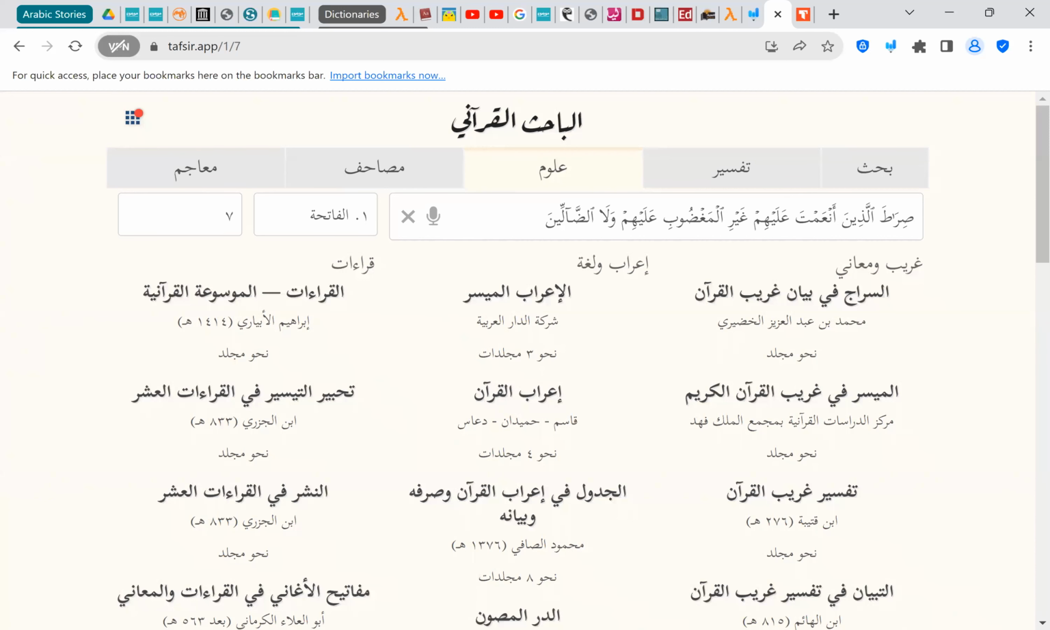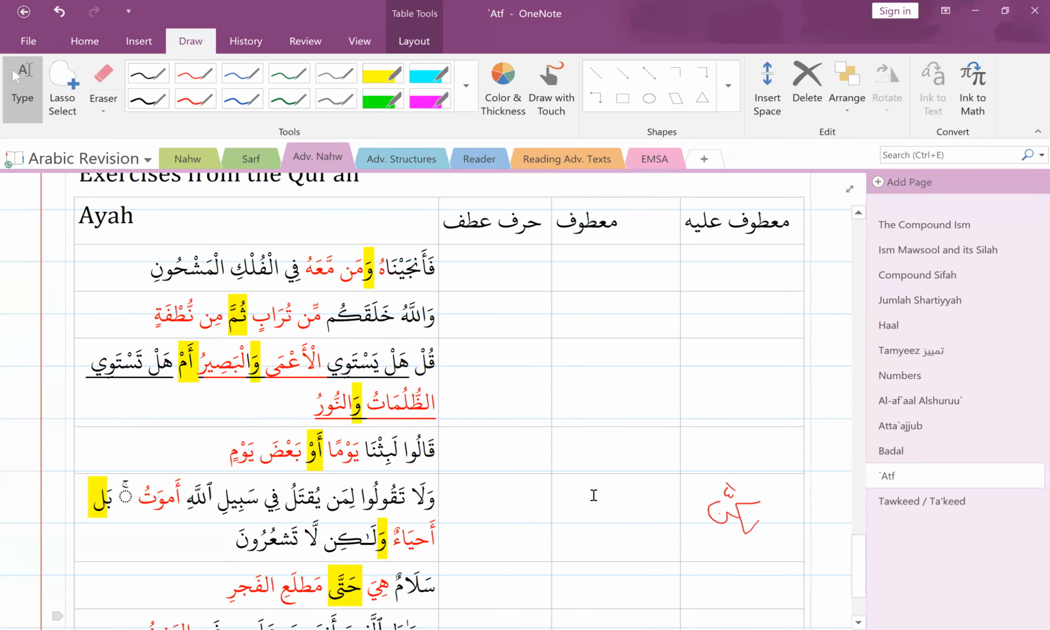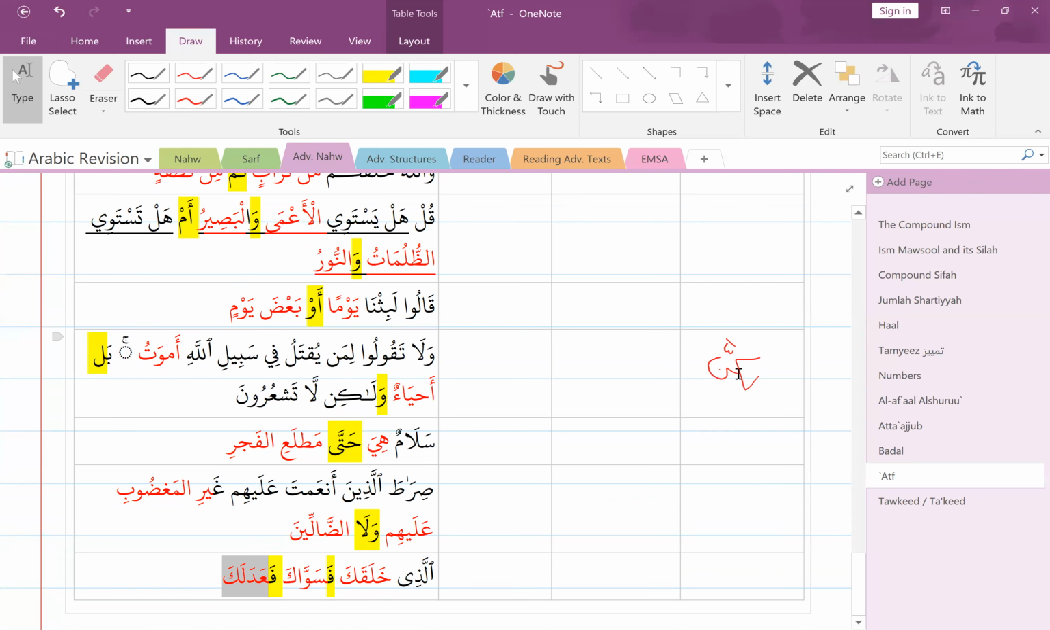Okay, I don't know if there are any other questions. If not, we can end there. Let's end there. Inshallah, next week we'll do ta'keed and tawkeed, and that will be the end of advanced Nahu, inshallah. Maybe take a short break, and then we'll come back with advanced structures, sorry, inshallah. سبحانك اللهم بحمدك نشهد أن لا إله إلا أنت نستغفرك ونتوب إليك.